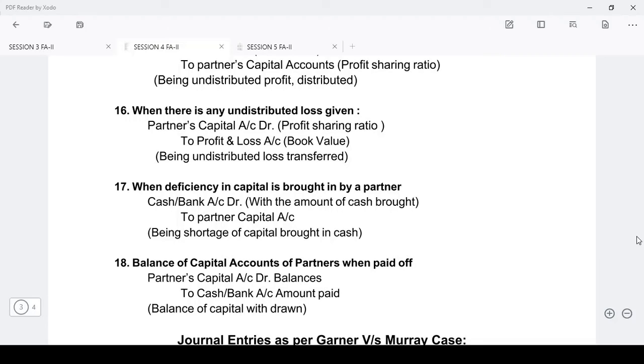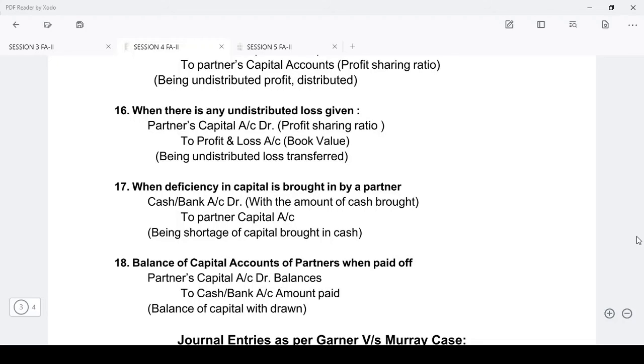Then entry number 7, when the deficiency in the capital is brought in by a partner, the entry would be cash or bank account debited to partner's capital account. This is the shortage of capital brought in cash by the solvent partners. The next one is the balance of capital accounts of partners when they are paid off. Remember, at that time the partner's capital account is debited to cash or bank account, and this entry is for partners' capitals being paid off.